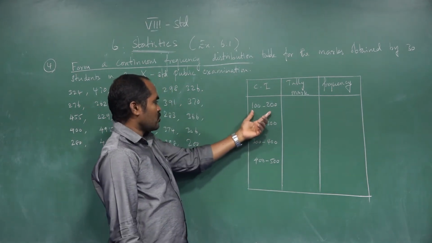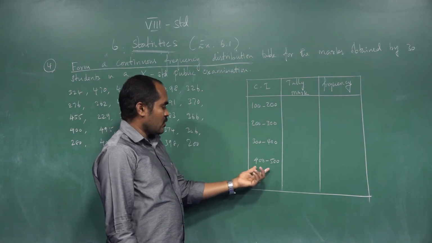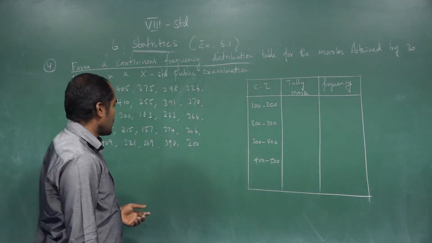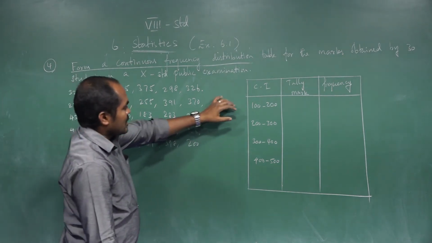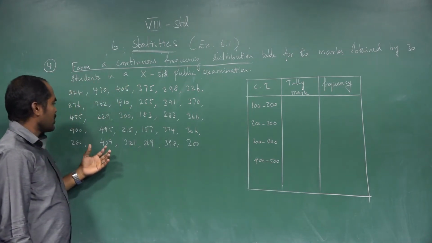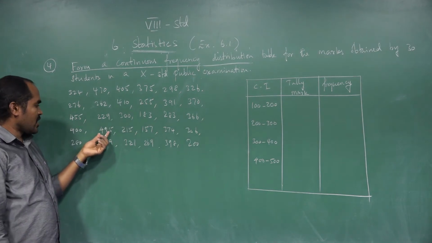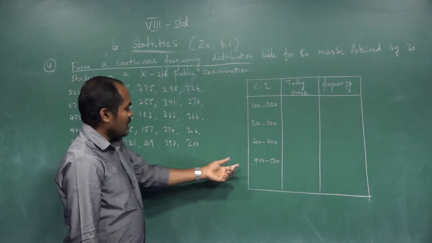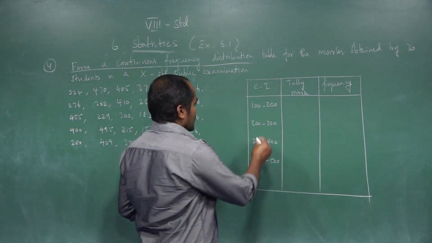First one is 100 to 200, 200 to 300, 300 to 400, 400 to 500. Because the minimum mark is between 100 and 200, the first class interval is 100 to 200. The maximum mark is between 400 and 500, that is 495. So we take 400 to 500 as the last class interval, right?